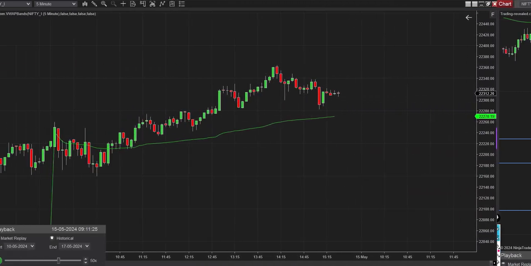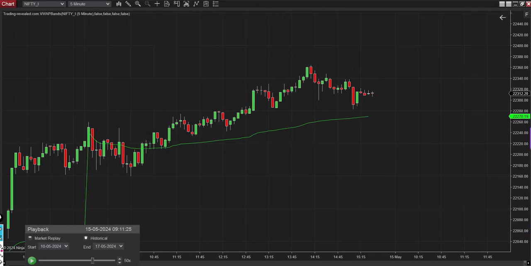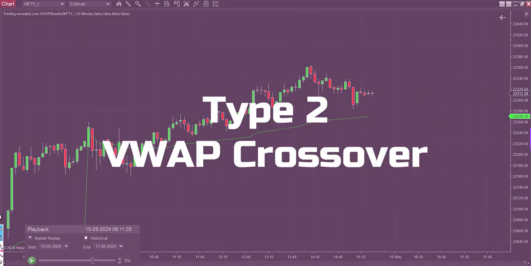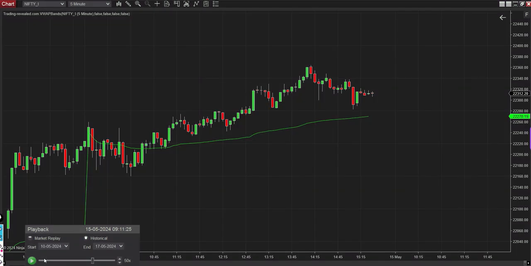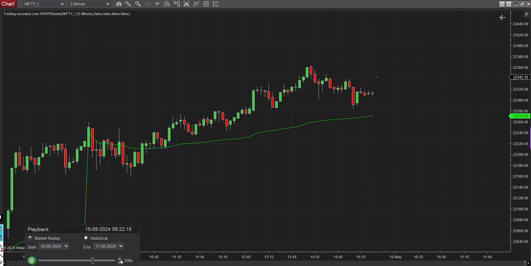Now let's move on to the second type, VWAP crossover. To understand the second type in finding direction, I'm focusing on an intraday 5-minute time frame chart, because VWAP works better and more clearly on an intraday basis. Now just try to focus on the candle formations which are developing.